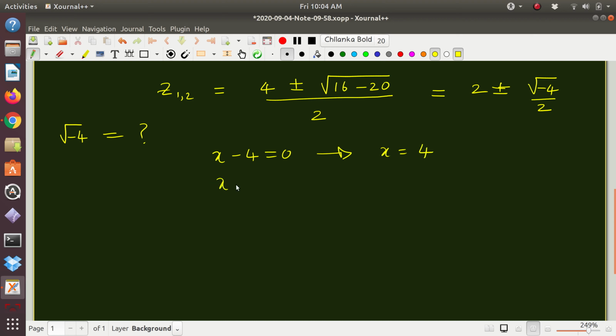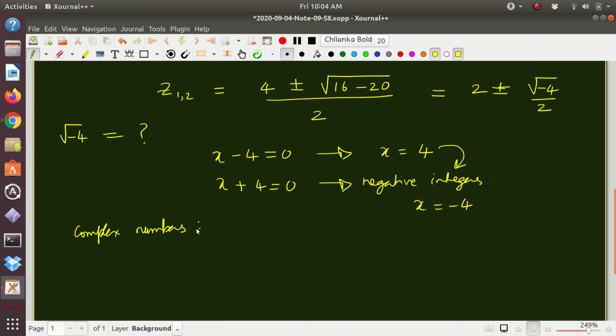Suppose I ask you the question, what is x plus 4 equal to 0? Unless you generalize the number system to negative integers, you will not be able to say the answer is x equal to minus 4. In the same way, you generalize the numbers from positive integers to negative integers, and then to rational numbers, to irrational numbers, and so on. In the same way, complex numbers are a natural way of generalizing real numbers to include things like square roots of negative numbers in general.